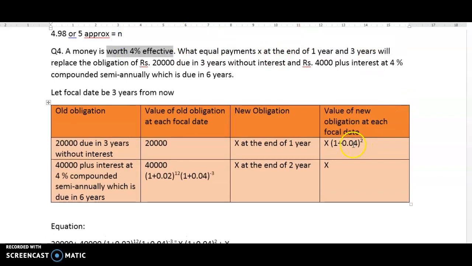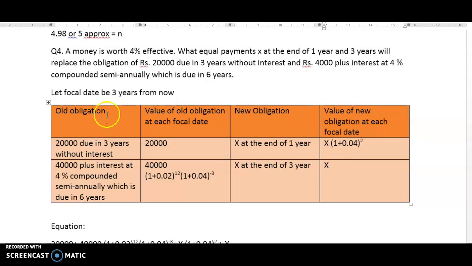So 4%, और मैं नेक्स्ट I'll take this value to next 2 years because this is at the end of 1 year and my focal date is 3. So balance is 2 years. The next is 3 years. Sorry, this is misprinting. So this is X at the end of third year. So I don't have to change any value here. This value is already at the end of 3 year. So these are my new obligation.